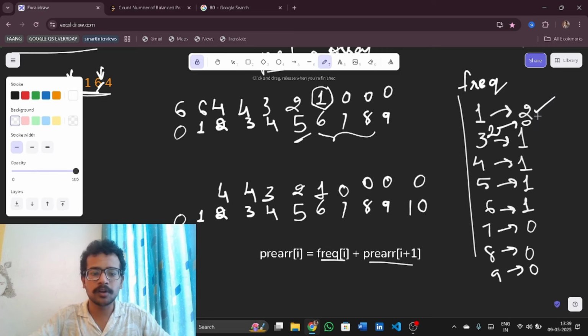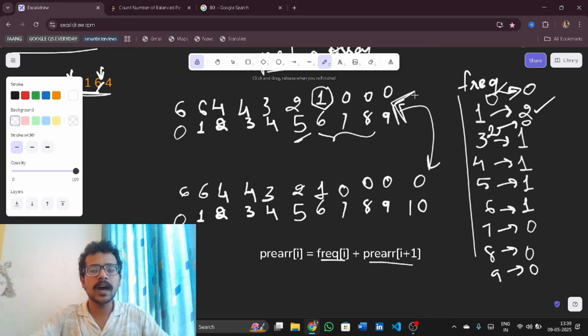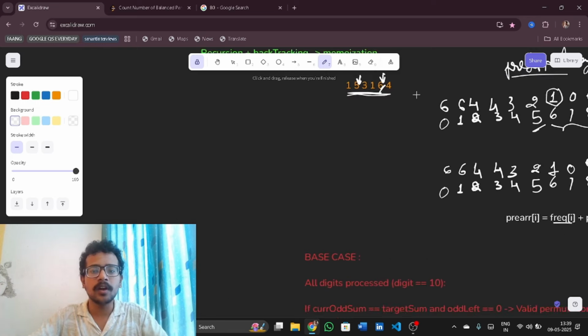Right. 1 is present for 2 times, and I have 4. 4 plus 2 is 6. Now 0 is present absolutely 0 times in our string. So 0 plus 0 is 0 plus 6 is 6. They both are equal. That's how the prefix array or prefix sum will be working.